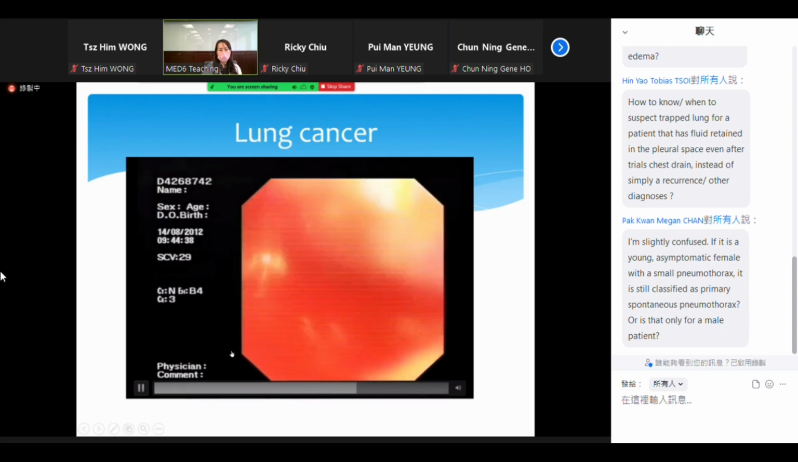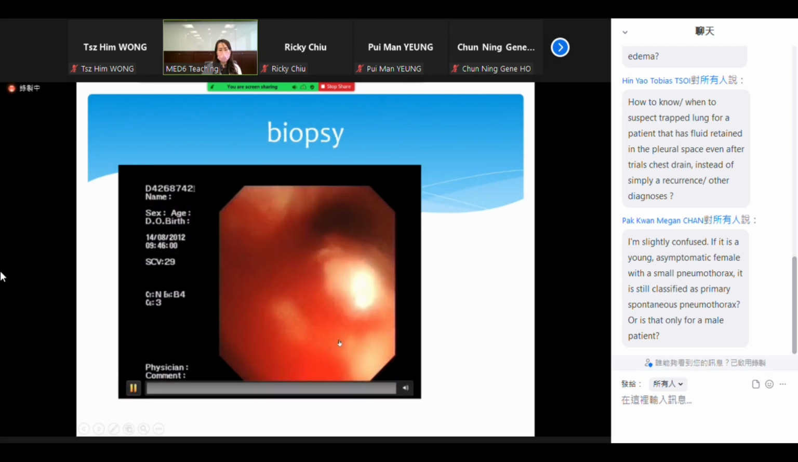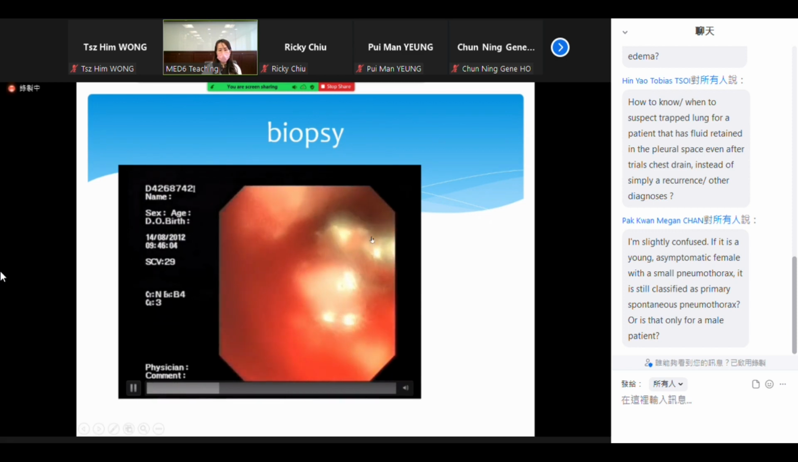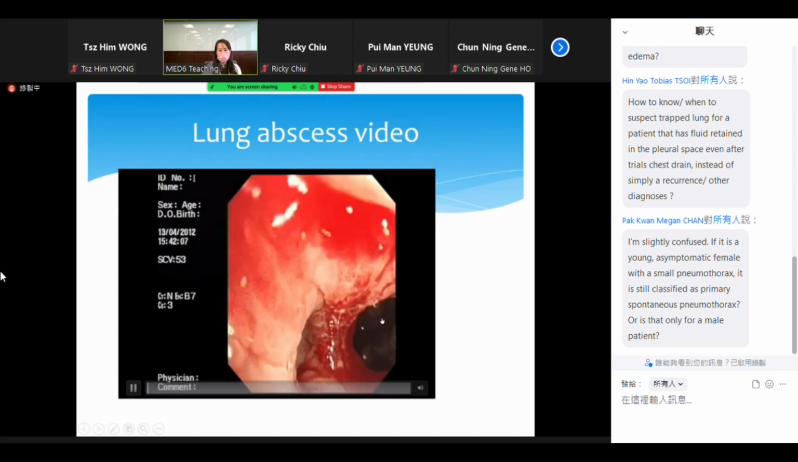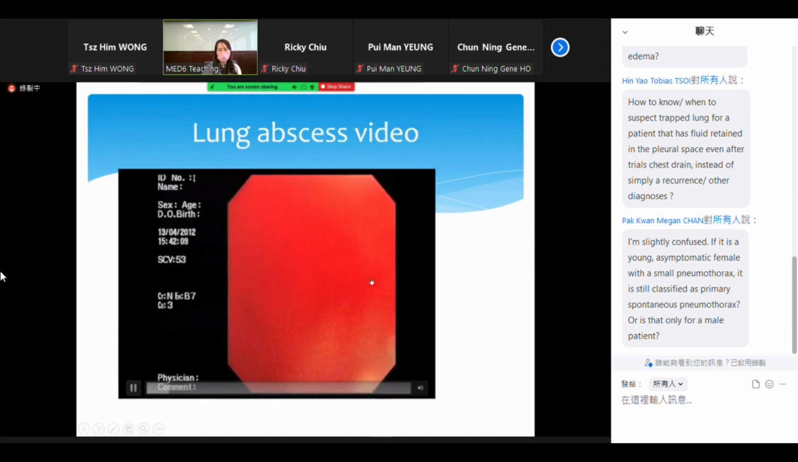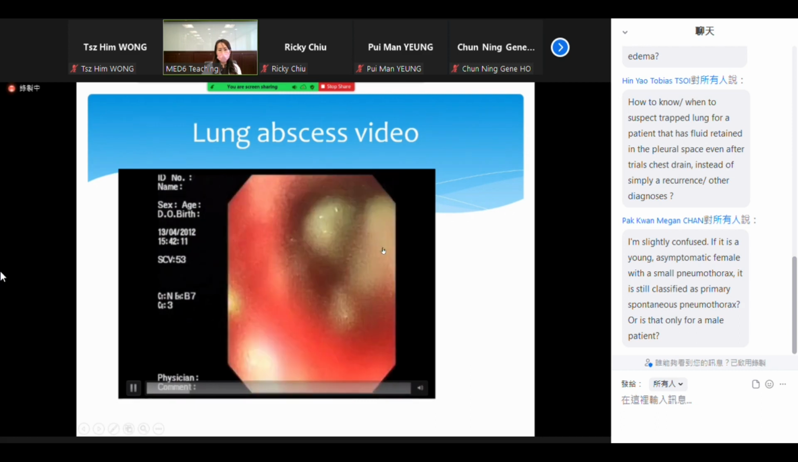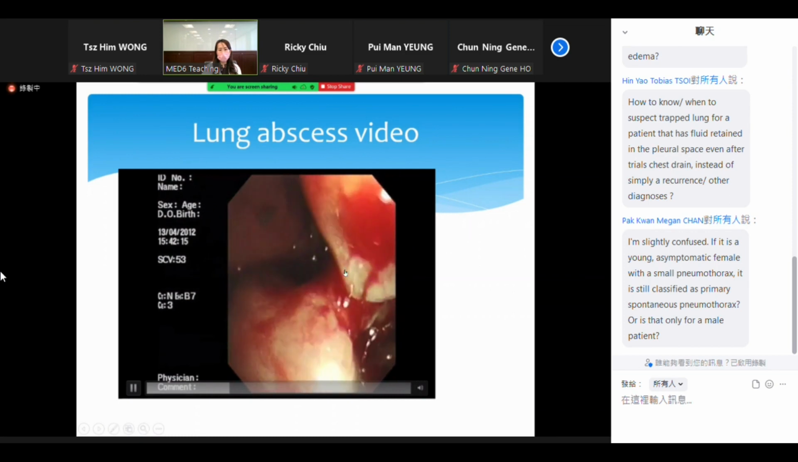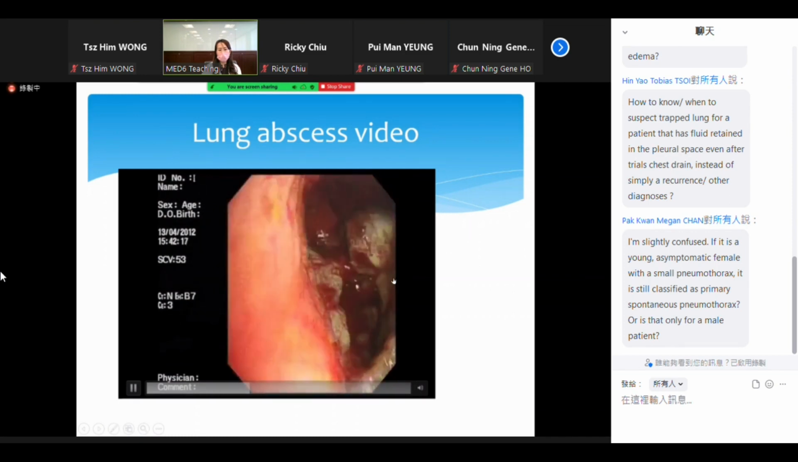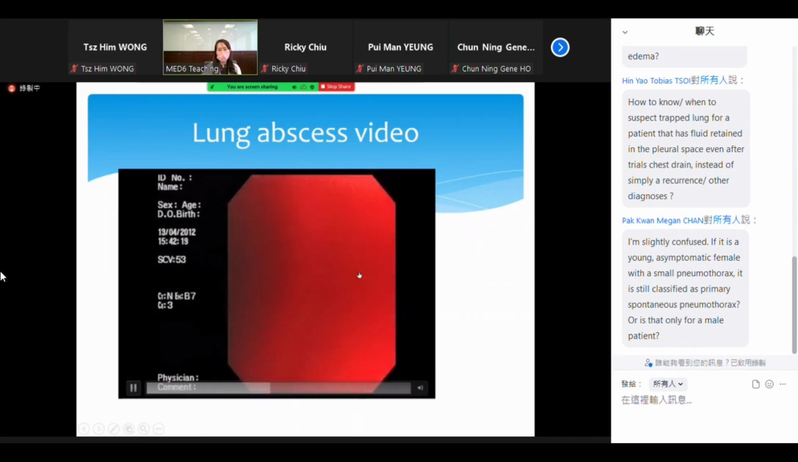And we will do the bronchoscopic biopsy for the diagnosis of lung cancer. So this is the video showing a lung abscess. Usually there's nothing to see in the bronchus, but for this, the lung abscess is invading the bronchial structure. So you can see that necrotic tissue over there.